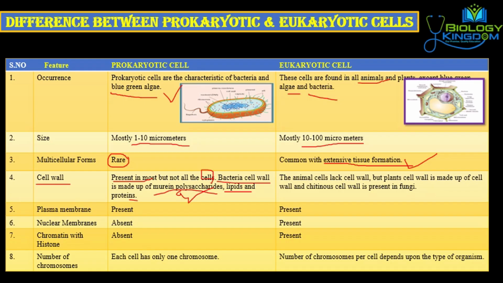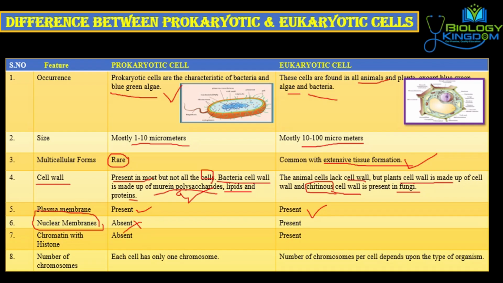Whereas in eukaryotic cells, animal cells basically lack a cell wall, but the plant cell is made up of a cell wall, and a chitinous cell wall is present in the fungi. Chitin is a substance basically present in fungi, which have eukaryotic cells. We have the presence of a plasma membrane in both prokaryotic and eukaryotic cells. The major difference, as I have discussed in the previous slides, relates to the nucleus.